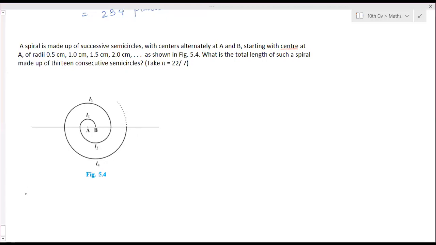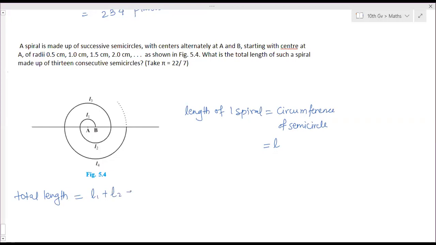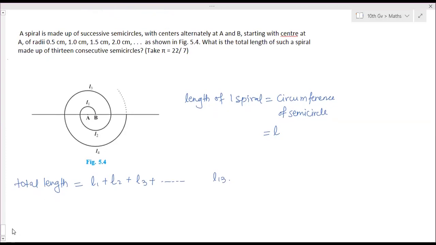So here, length required. Length of one spiral is equal to the circumference of a semicircle. Suppose that is L. So that means total length is equal to L1 plus L2 plus L3, and so on till L13. So now what is the L1 formula?